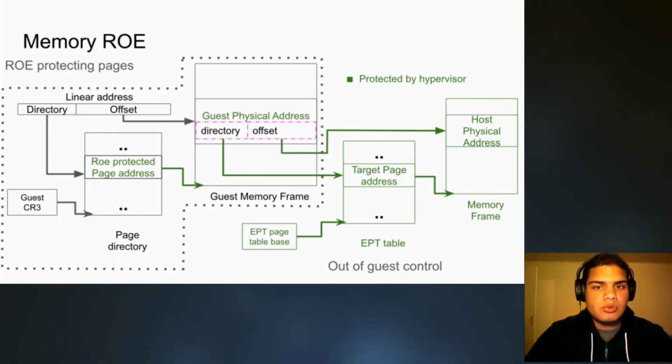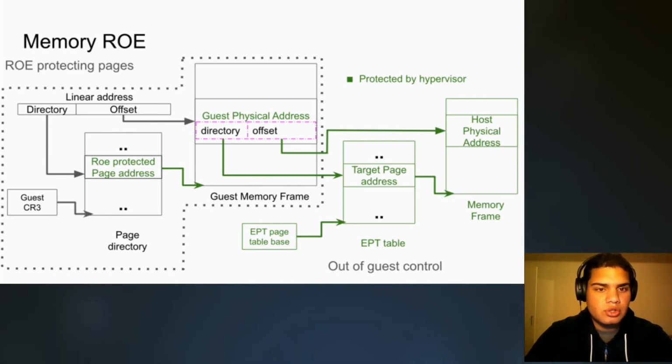This diagram shows ROE in action. Let's say the operating system decides to protect a whole frame at a given linear address. PRMEM would mark that entry for this frame in the page directory as read-only using the partial ROE primitive, and then it will mark the whole frame as read-only using the full ROE primitive.